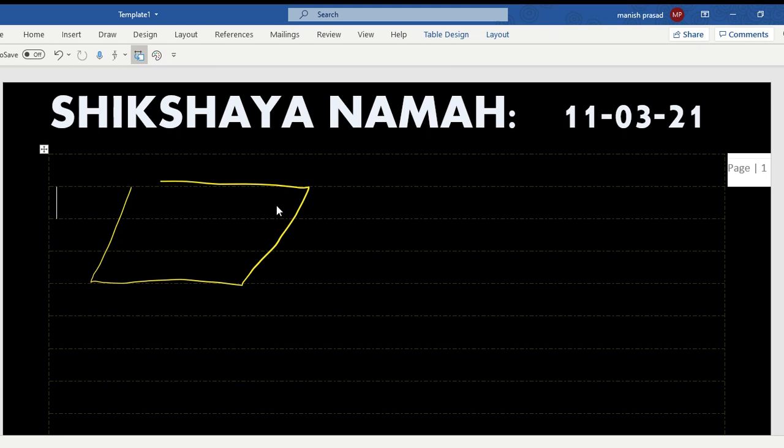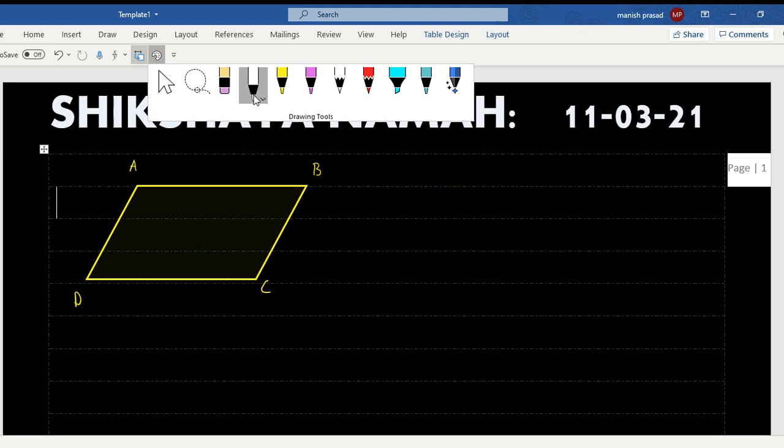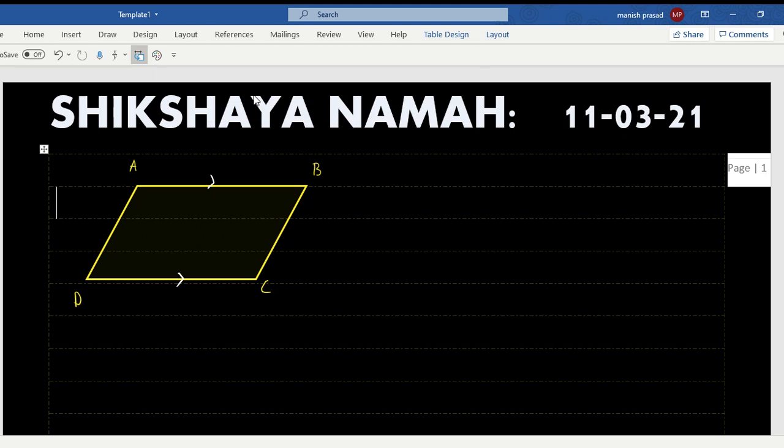Okay, so a parallelogram is something that has opposite sides parallel. Okay, so it has what? We come to know that these opposite sides are parallel. That is the basic definition of a parallelogram. When you have AB parallel to CD and AD parallel to BC, then it is known as a parallelogram.